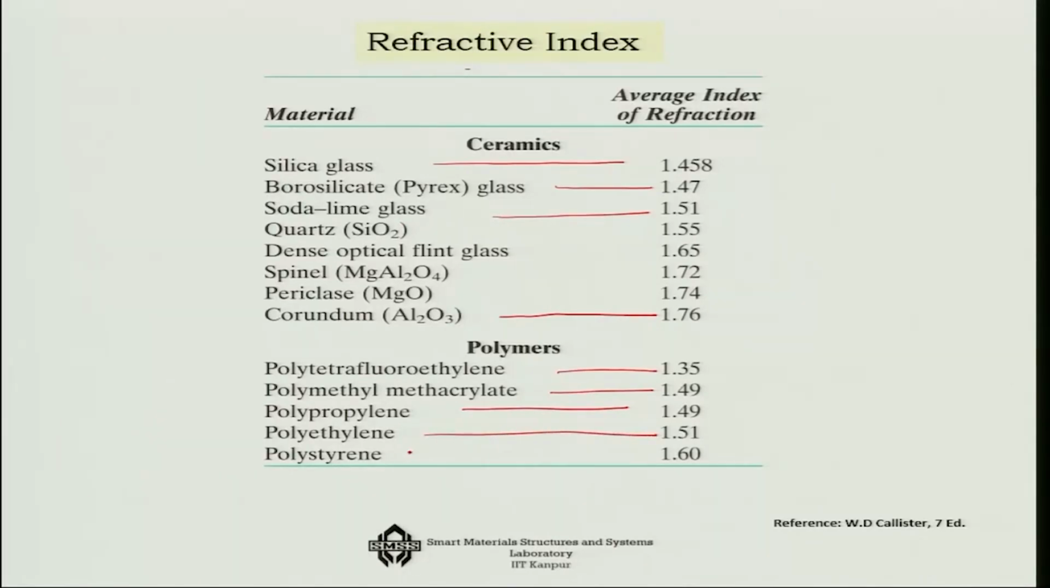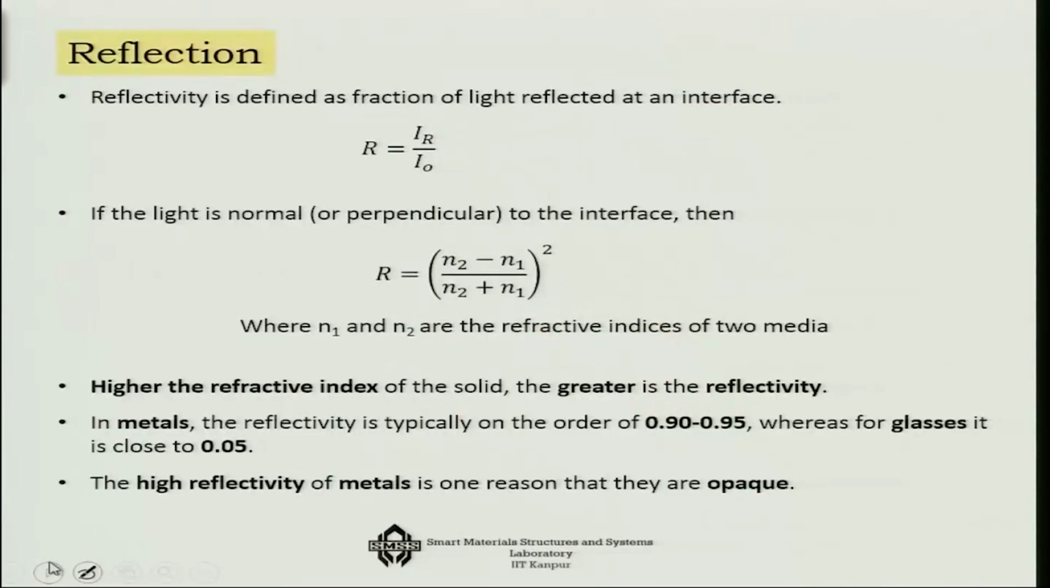Polyethylene 1.51, polystyrene 1.60. So, it is possible today to have transparent, optically transparent systems both from polymers as well as from ceramics. That is good because ceramics are brittle but polymers are not. Now, let us come to the reflection.